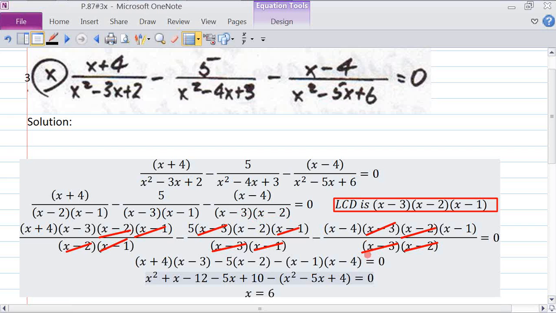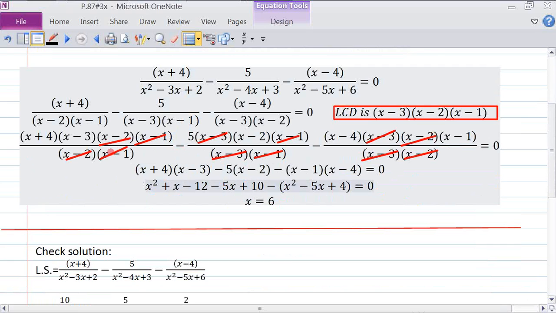The x minus 3 and the x minus 2 is this over here. So the red lines are because I'm going to combine 2 steps in one and cancel the x minus 2 and the x minus 1 here, cancel the x minus 3 and the x minus 1 here, cancel the x minus 3 here and here, and the minus 2 here. So what am I left with? x plus 4 times x minus 3 right here. Here I'm left with 5 times x minus 2. So that's this here. And here I'm left with x minus 4, x minus 1. I've just reversed these. It doesn't really matter. We're okay with that. Equals 0.